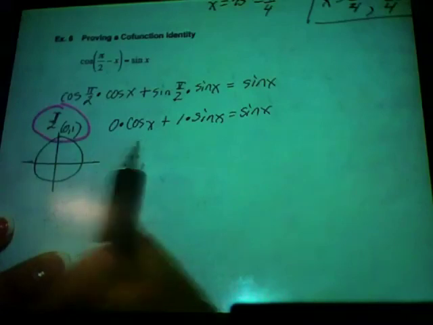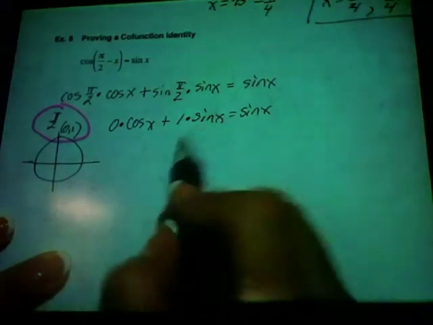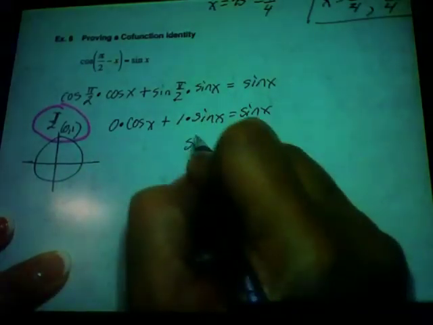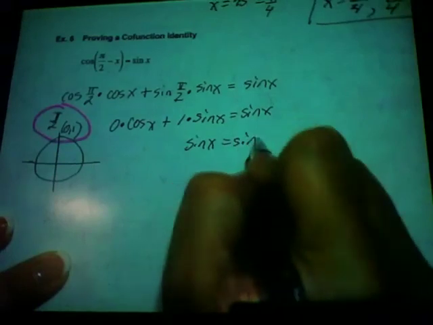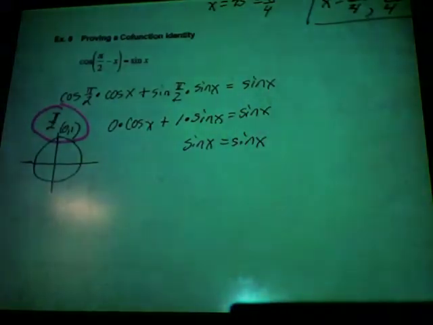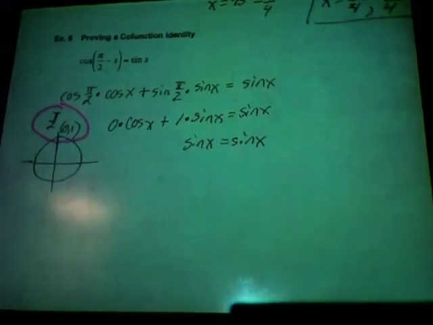I'm losing my voice. What's 0 times cosine of x? 0. 1 times sine of x? Done. That wasn't so bad, was it? It made it look like it was more difficult, but it really wasn't that bad. Any other questions?